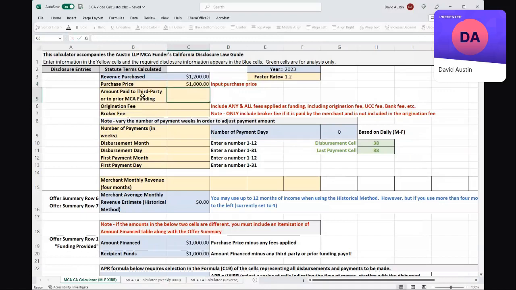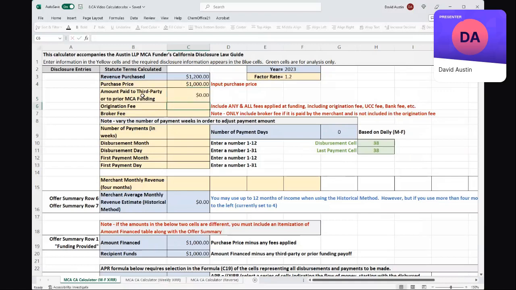The next entry, the amount paid to a third party or to a prior MCA funding, is limited only to those situations where you're doing a refinance and you must pay off an earlier funding, or if you're paying off an earlier funding to another funder. Let's leave that blank for now, so we just add in a 0.